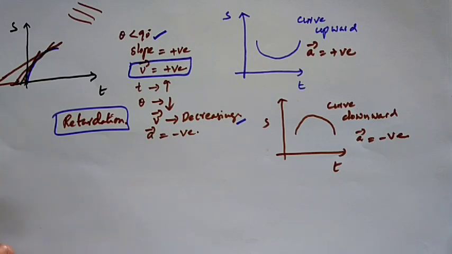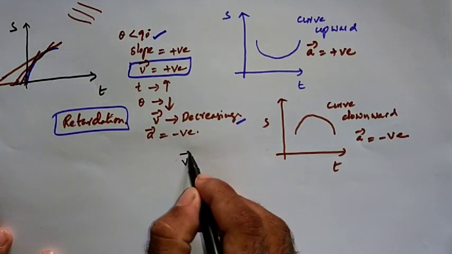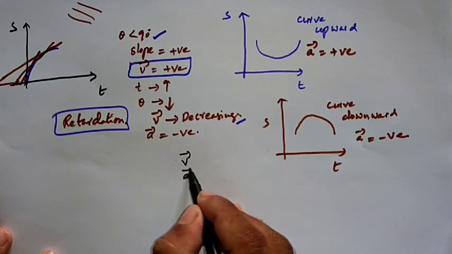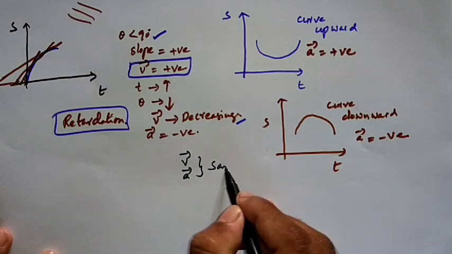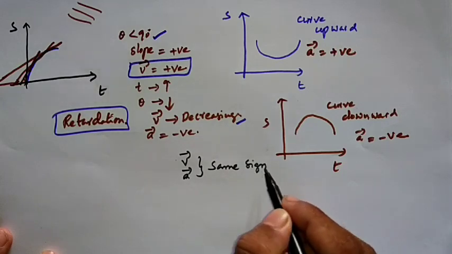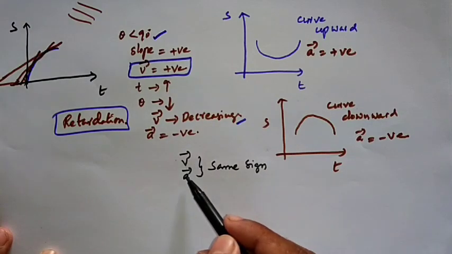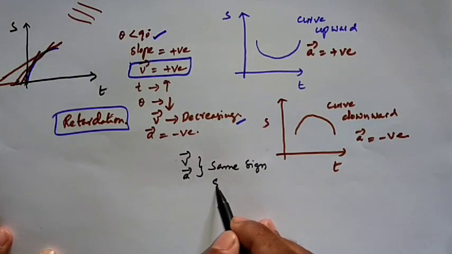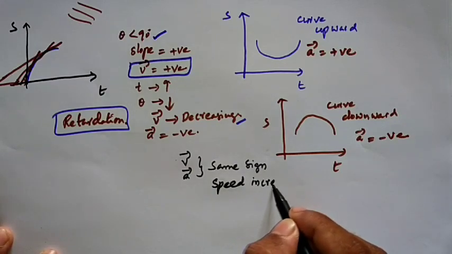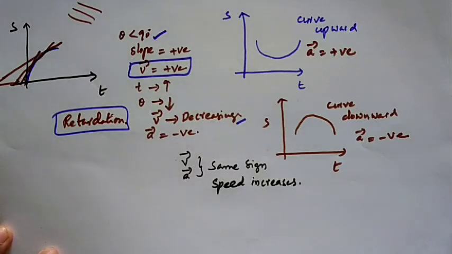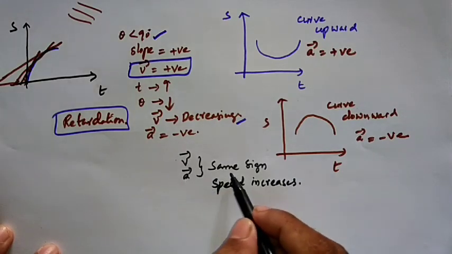Then what about its speed, whether it is increasing or decreasing? That also there. Shortcut is there. If velocity and acceleration both have the same sign, means positive or negative, then the speed of the body increases. Increases when V and A have the same sign.